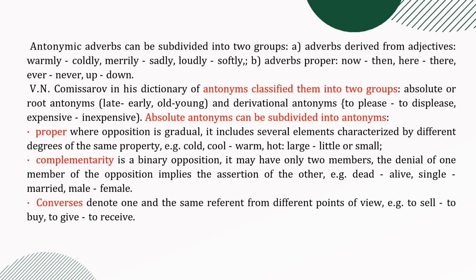Complementarity is a binary opposition. It may have only two members. The denial of one member of the opposition implies the assertion of the other, for example, dead, alive, single, married, etc. Converses denote one and the same reference from different points of view, for example, to sell, to buy, to give, to receive.